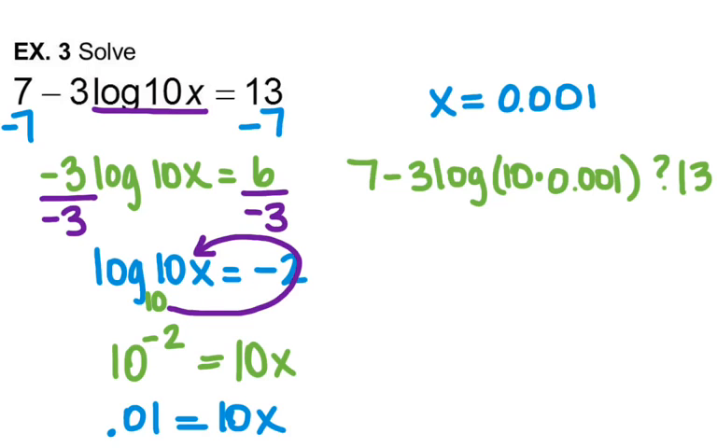We always want to check our work. So I want to plug in 7 minus 3 log of 10 times 0.001 and see if that's equal to 13. And it is equal to 13.